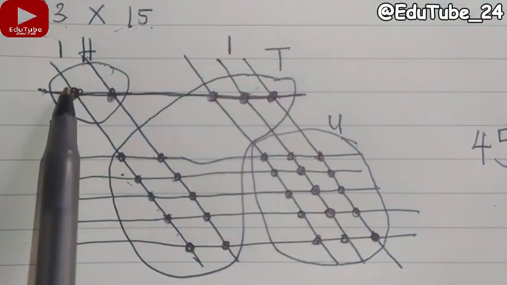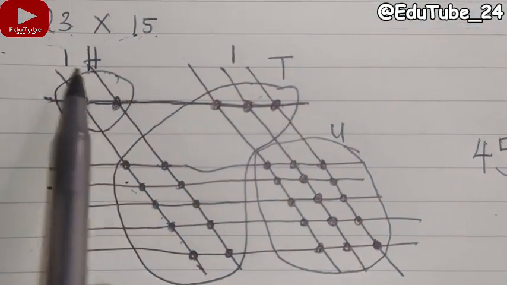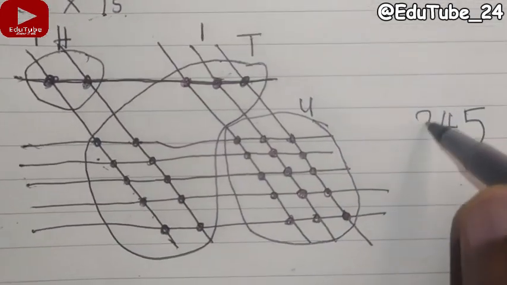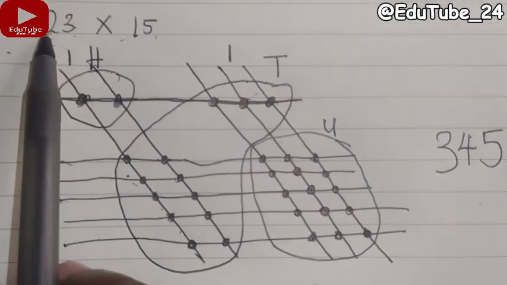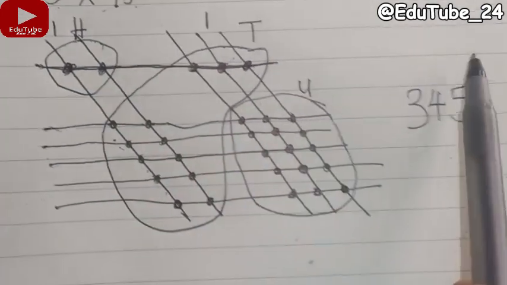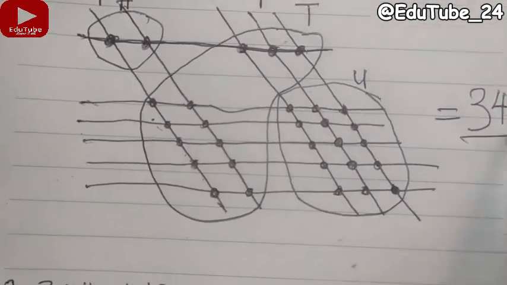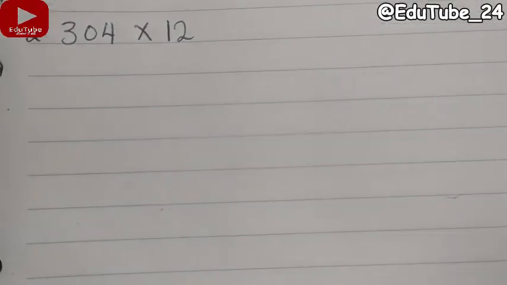So now let me add the points in the hundreds. I have 1, 2, plus the 1 I carried from tens, making 3. So basically, 23 times 15 gives me 345. So that is that. Now let's look at the second example that we have.